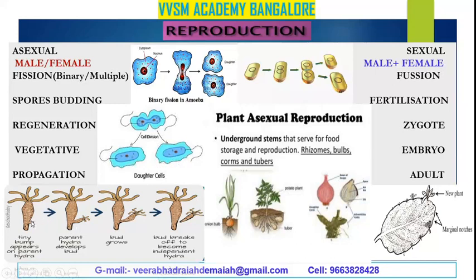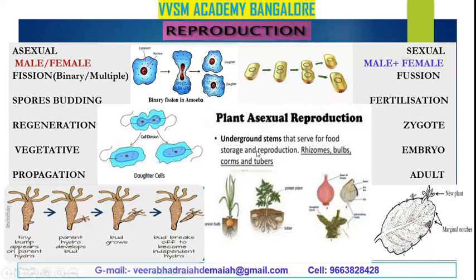In case of Hydra, a tiny bump appears on the parent Hydra, then it develops in the form of a bud. This bud grows and breaks off to become an independent Hydra, here the budding and breaking. So these are the very important concepts of reproduction. Coming to the plant asexual, this is all about asexual only.